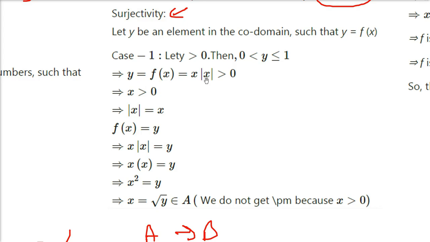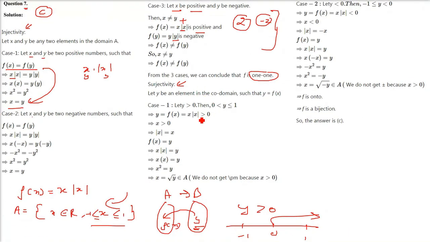And when it is possible, this mod x is also positive, x is also positive. So mod x is x here. We are saying x is greater than 0. So this is basically plus x. So fx equals y. Now x into mod x equals y. I am saying mod x is plus x. So you have x square equals y. X is equal to under root y. So for every value of y, you have a proper x.